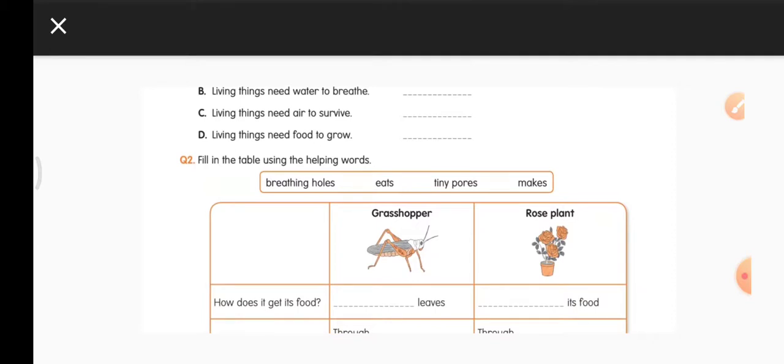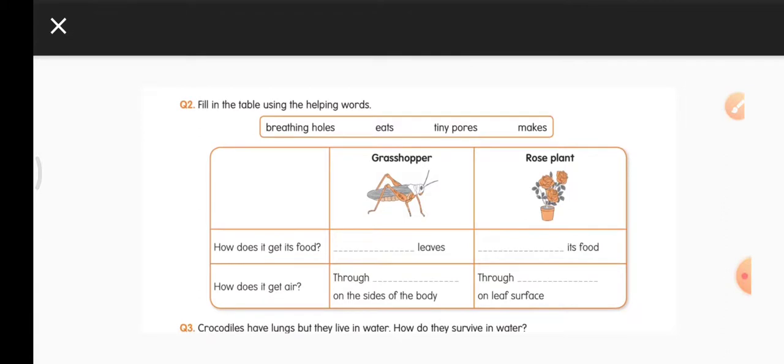So what are the words that are in the help box? Breathing holes, eats, tiny pores, makes, right? So we have two pictures here, one is of a grasshopper and one is a rose plant. Now how does the grasshopper get its food? Grasshopper eats leaves. Okay, you can write EATS in the blank.